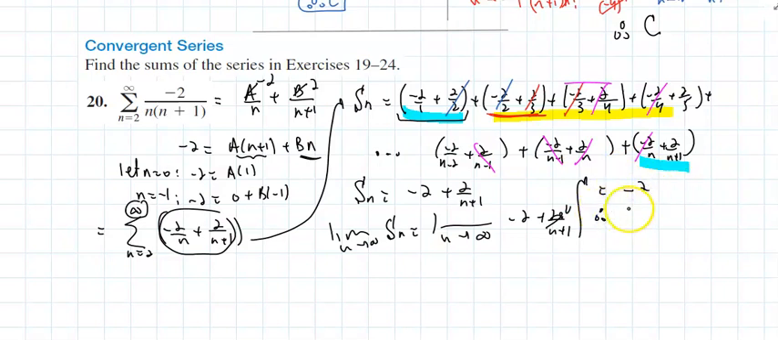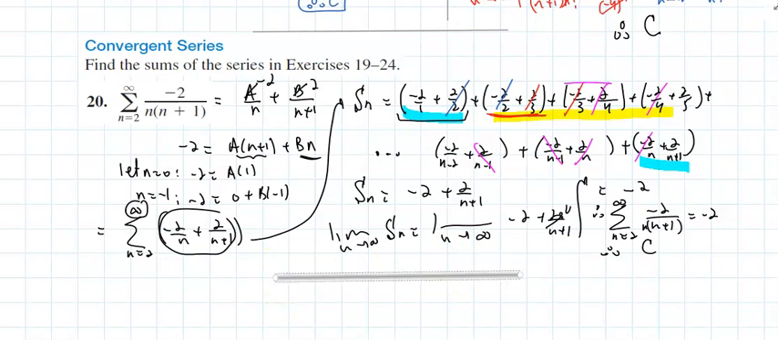Therefore, we say this series converges, and the infinite sum, so let me put it backwards. We say, therefore, the sum n equal 2 to infinity, I started at 2, my mistake, of negative 2 over n plus 2 over n plus 1 equals negative 2, and therefore converges. And this is the only time where you don't have to name anything, a theorem or a definition.